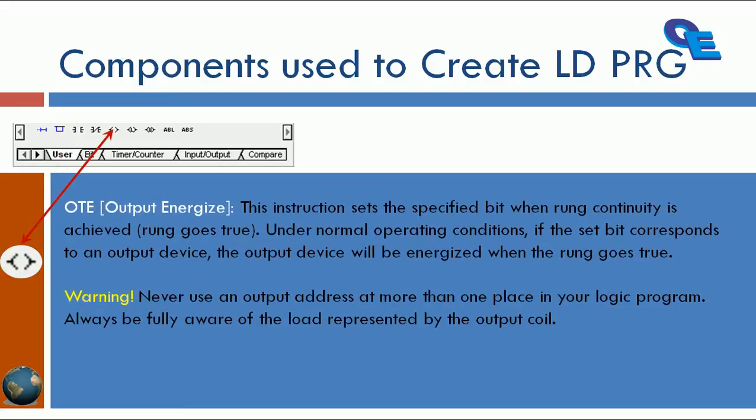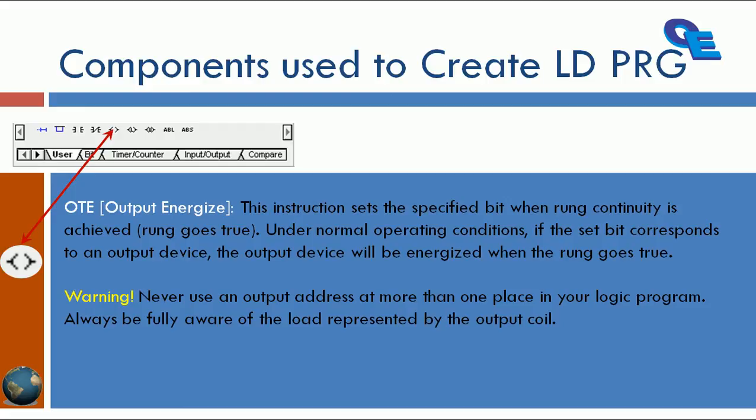Next is Output Energize, OTE. This instruction sets the specified bit when rung continuity is achieved, meaning the rung goes true. Just now I told you an example: at the left side we are using one normally open contact, and at the right side one OTE coil, output energized. If the input side is closed, then the output will be energized. Under normal operating conditions, if the set bit corresponds to an output device, the output device will be energized when the rung goes true.